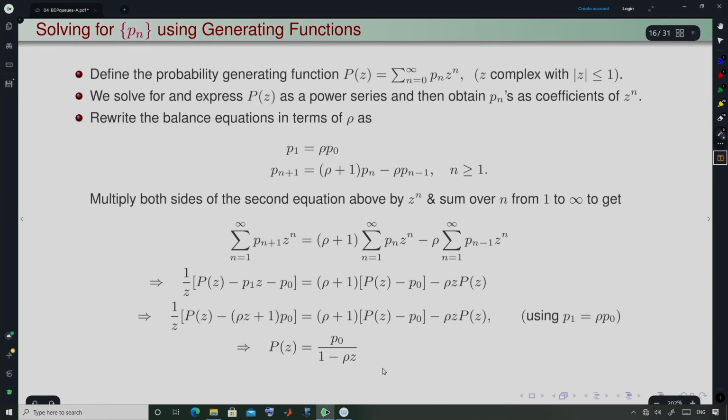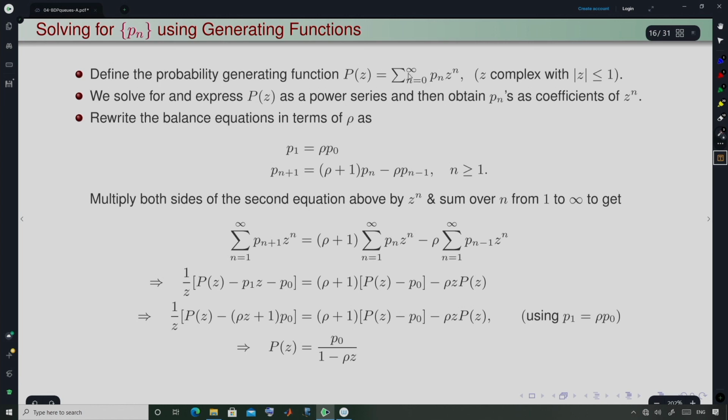This is one method. The other method is using generating functions. How do we do it? Now, we define a generating function P(z) for these Pn's by this expression. We know z is complex with mod z less than or equal to 1, and this series converges, right.